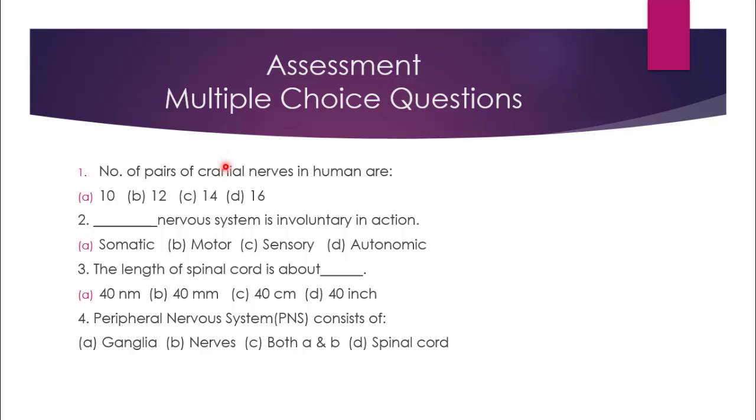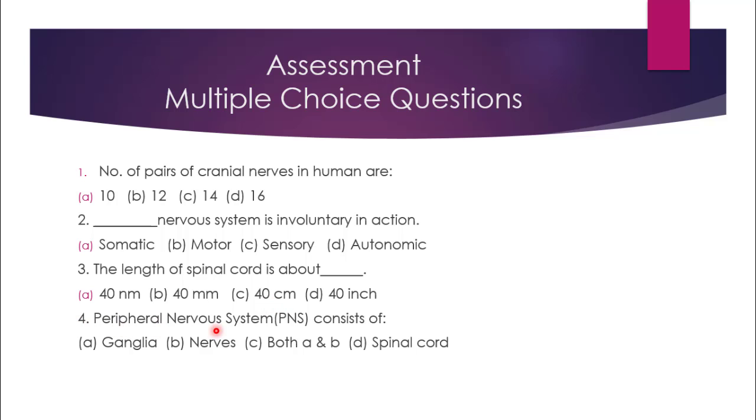Number 1. Number of pairs of cranial nerves in humans are 10, 12, 14 or 16. The correct answer is 12 pairs of cranial nerves. Number 2. Which nervous system is involuntary in action? Somatic, motor, sensory, or autonomic? The correct answer is autonomic nervous system is involuntary in action. Number 3. The length of spinal cord is about 40 nanometer, 40 millimeter, 40 centimeters, or 40 inches. The correct answer is 40 centimeter long.